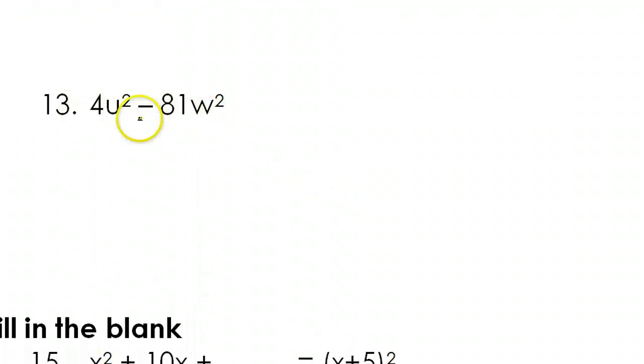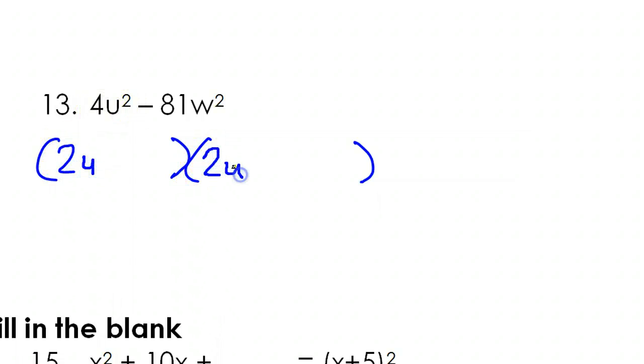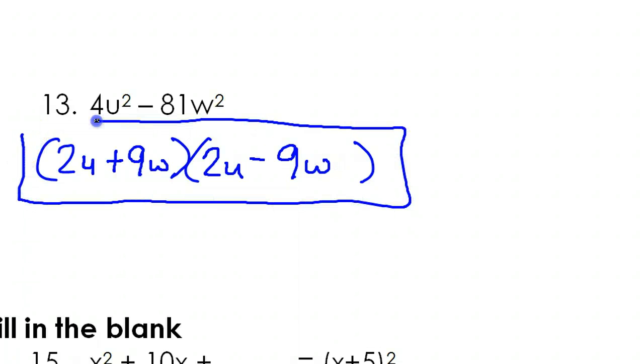I do not see a common factor, but I'm noticing that both of these are perfect squares and the variables are both squared. So guess what? This is the difference of 2 squares. So let's split everything right down the middle. 4u squared will be 2u times 2u. Alright, for the difference of 2 squares, we always have a plus and a minus. And 81w squared, well, that's 9w times 9w. So there you go. Difference of 2 squares. Something plus something times something minus something. Just split everything down the middle.